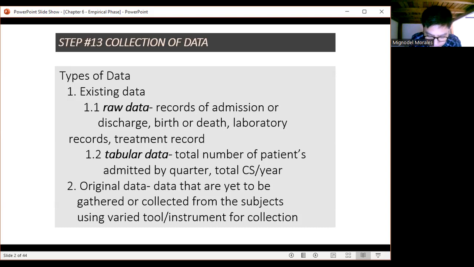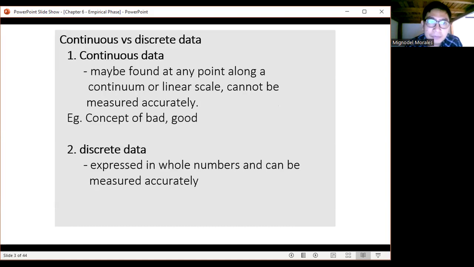Okay, then we have tabular data. We have the total number of patients admitted by quarter, total CS per year. In the original data, these are data that are yet to be gathered or collected from subjects using varied tools and instruments, or per collection. So again, we have existing data and original data.